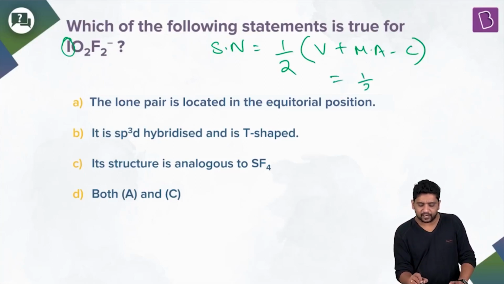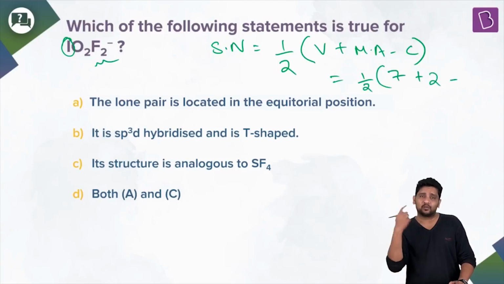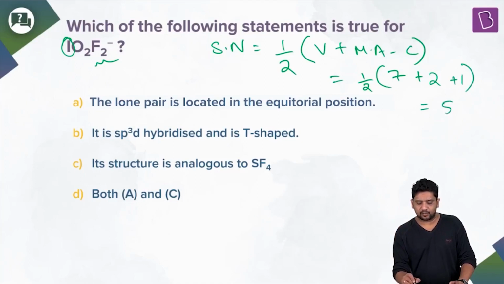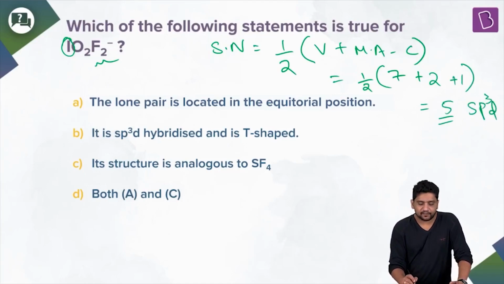So here we get a steric number of half of the valence shell electrons in iodine, which is 7. Monovalent atoms: you can see 2 fluorine atoms are there, and the charge is minus 1, so minus means plus 1. So this is 10 by 2, which is equal to 5, which means we have sp3d hybridization, which means we have a trigonal bipyramidal kind of geometry.